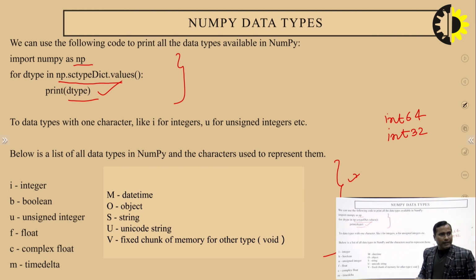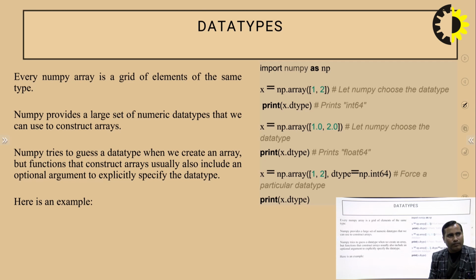We can also represent the data types with one character, like these codes. For example, if we want to specify the integer, we can use i as a one character. For the Boolean data type, we can use b. For unsigned integer, we can use small u. And for a string, we can use capital S. That means for representing the data types, we can also use these single characters. So this is the example of creating an array with different data types.